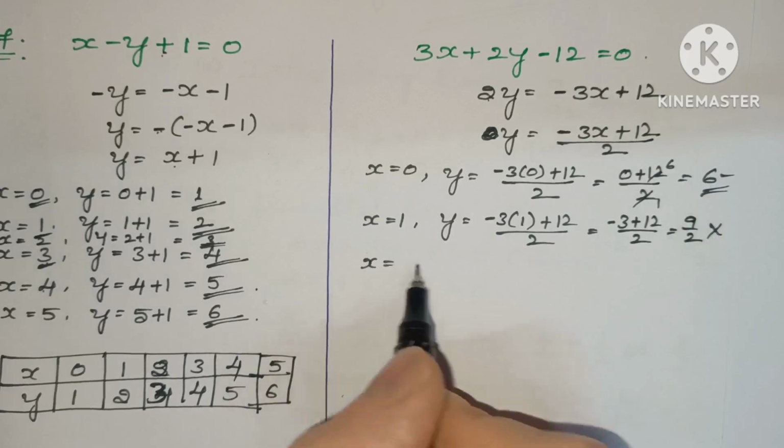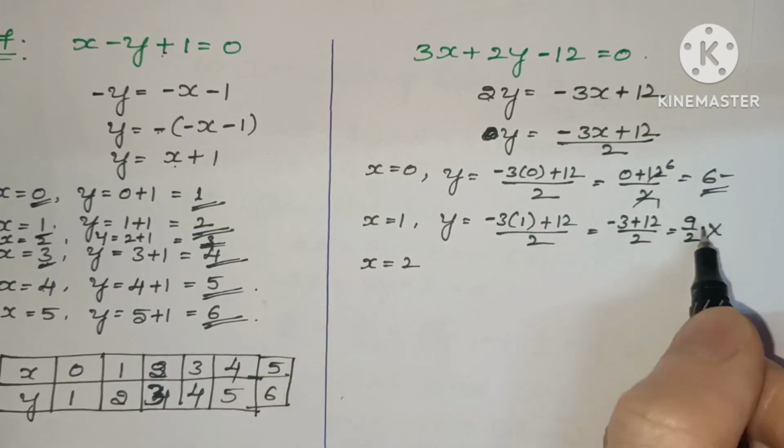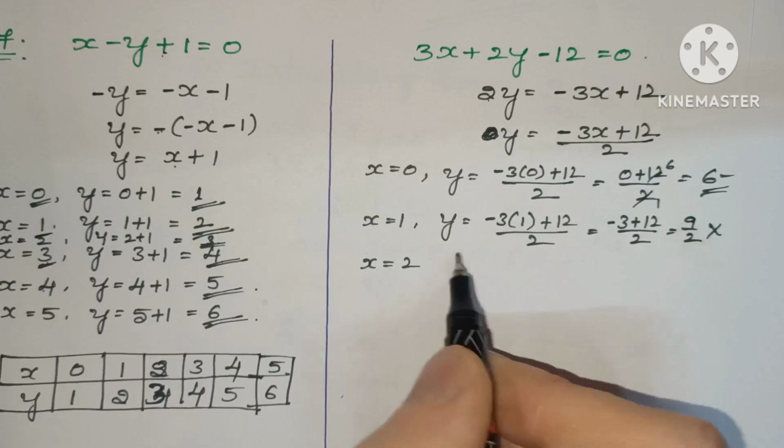Now x is equal to 2. We can skip this one. If a fractional answer comes, in negative case we have to take. If a fraction comes, we no need to take.